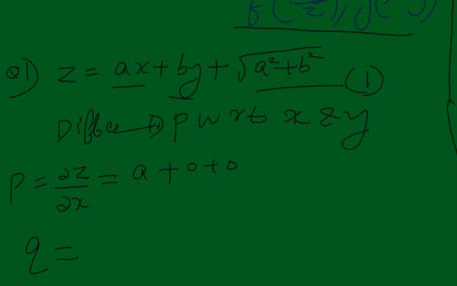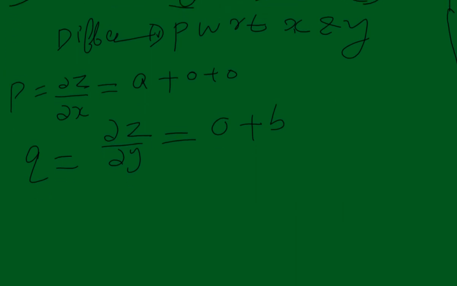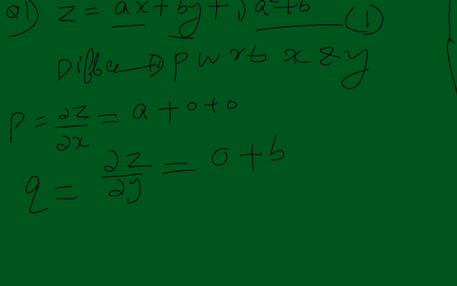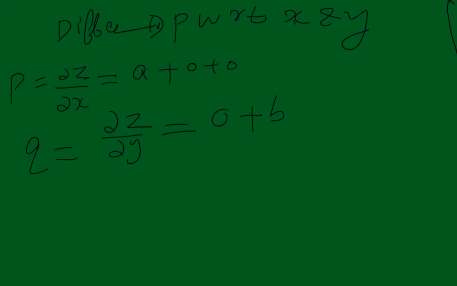Differentiating with respect to y, we get q, which is dou z by dou y, equal to 0 plus b. So we get the values of a and b. Now just substitute a and b with p and q in equation number 1.